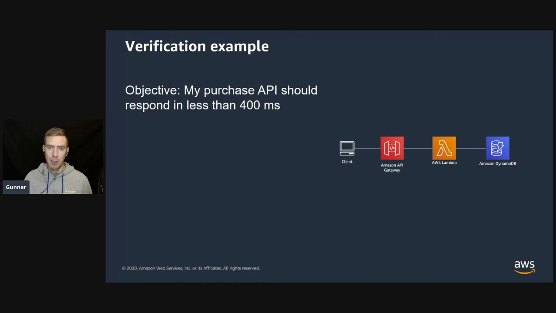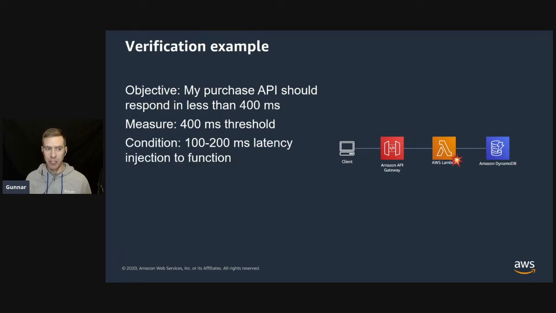So first off in the process, we have the objective. And the objective in this case is: my purchase API should respond in less than 400 milliseconds. So a business or a technical metric in this case. We then set a measure, basically set up 400 milliseconds as a threshold, and use that as a way to measure if we are following that objective.